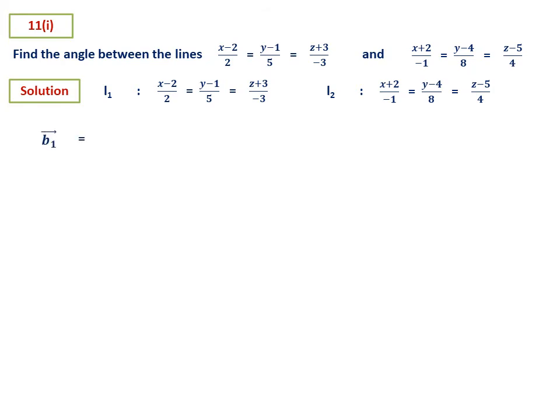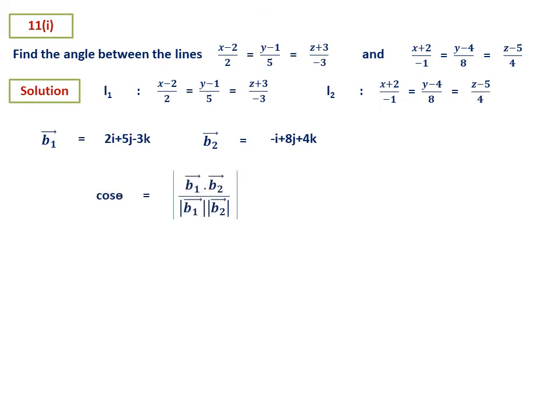Now first find B1. What is B1 now? So components are A1, B1, C1. That's the component. That is B1 will be equal to 2i plus 5j minus 3k. This is very important here. Second, B2 will be equal to minus 1, then 8 and 4. Therefore, it is minus i plus 8j plus 4k.